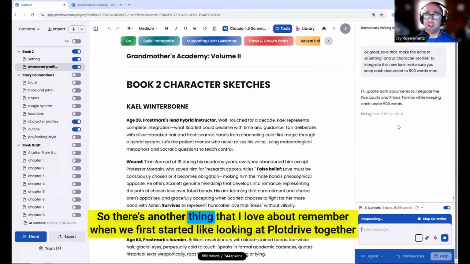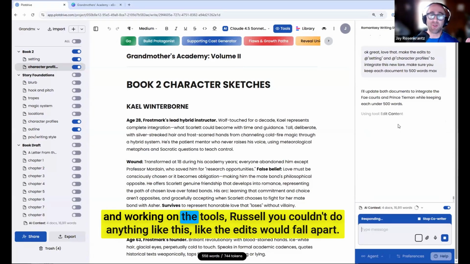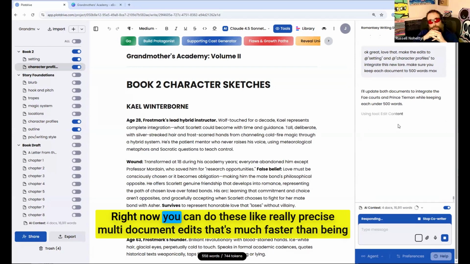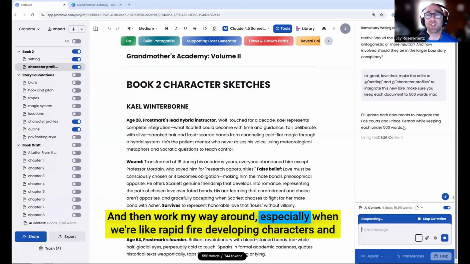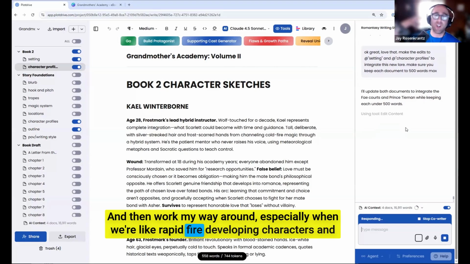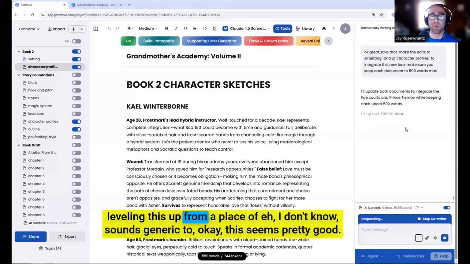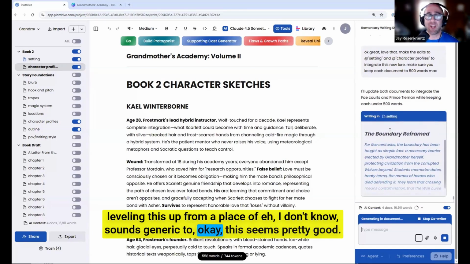So this is another thing that I love about this. Remember when we first started looking at Plotdrive together and working on the tools, Russell, you couldn't do anything like this, the edits would fall apart. But now you can do these really precise multi-document edits. That's much faster than going through and using a right tool and working my way around, especially when we're rapid-fire developing characters and leveling this up from a place of, I don't know, sounds generic, to, okay, this seems pretty good.